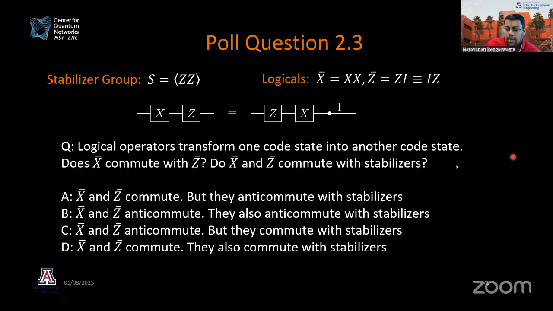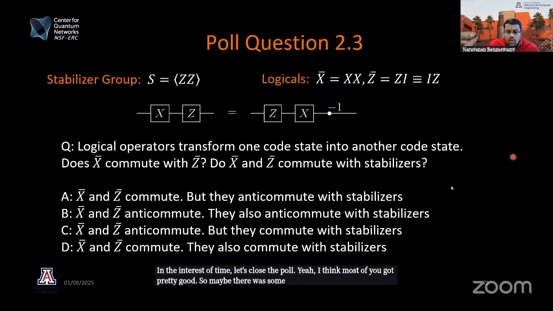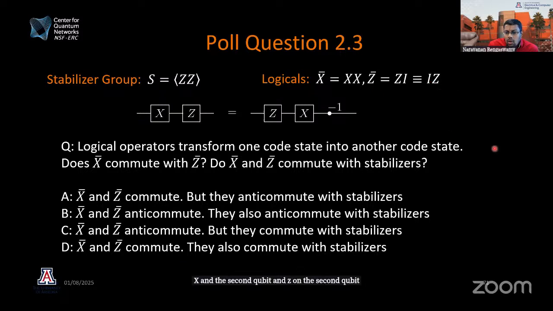In the interest of time, let's close the poll. I think most of you did pretty well. Maybe there was some confusion between B and C. Yes, it's true that X bar and Z bar anti-commute. As you can see, X on the first qubit and Z on the first qubit anti-commute. Or if you check with the other one, X on the second qubit and Z on the second qubit anti-commute.